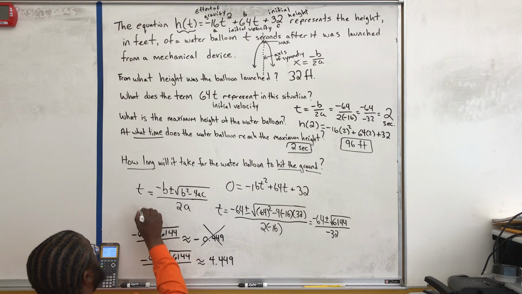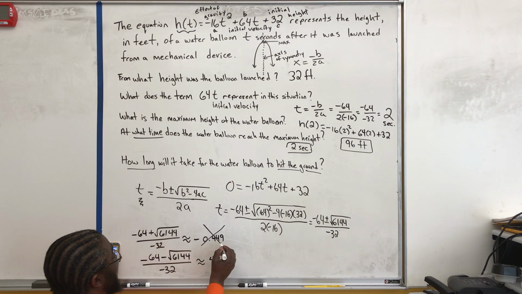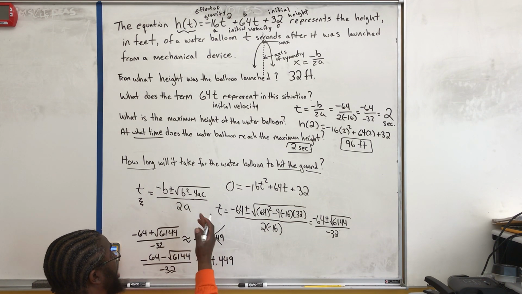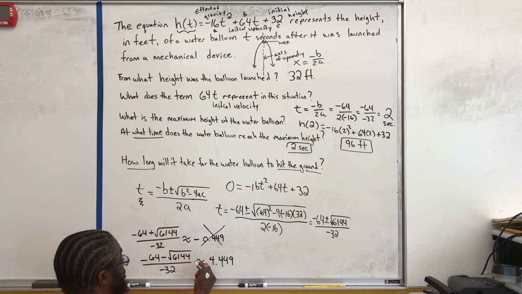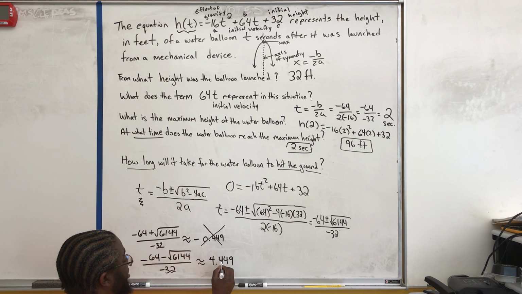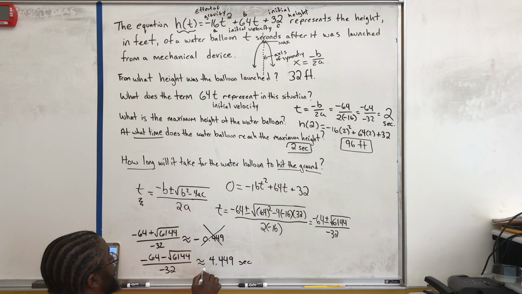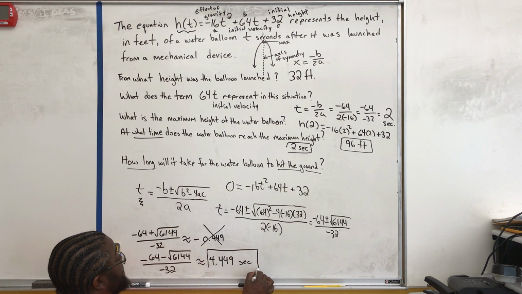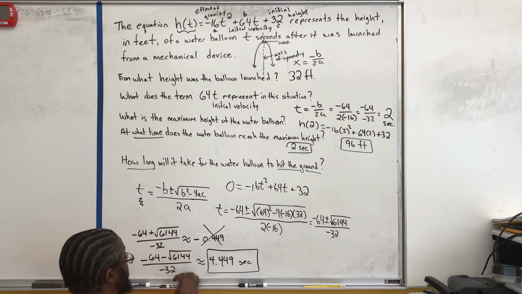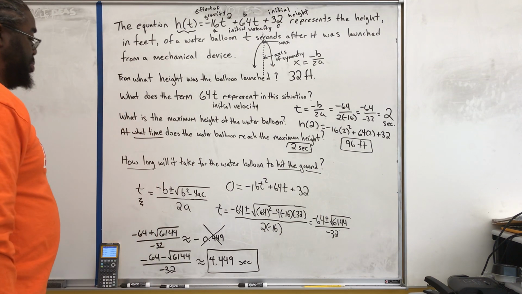Of these two answers, the negative one will not work. Why? Because we're solving for time, and time can't be negative. So since time can't be negative in our problem, I can't have negative time as a solution. So my solution is 4.449 seconds is when it hits the ground. And there's our answer.